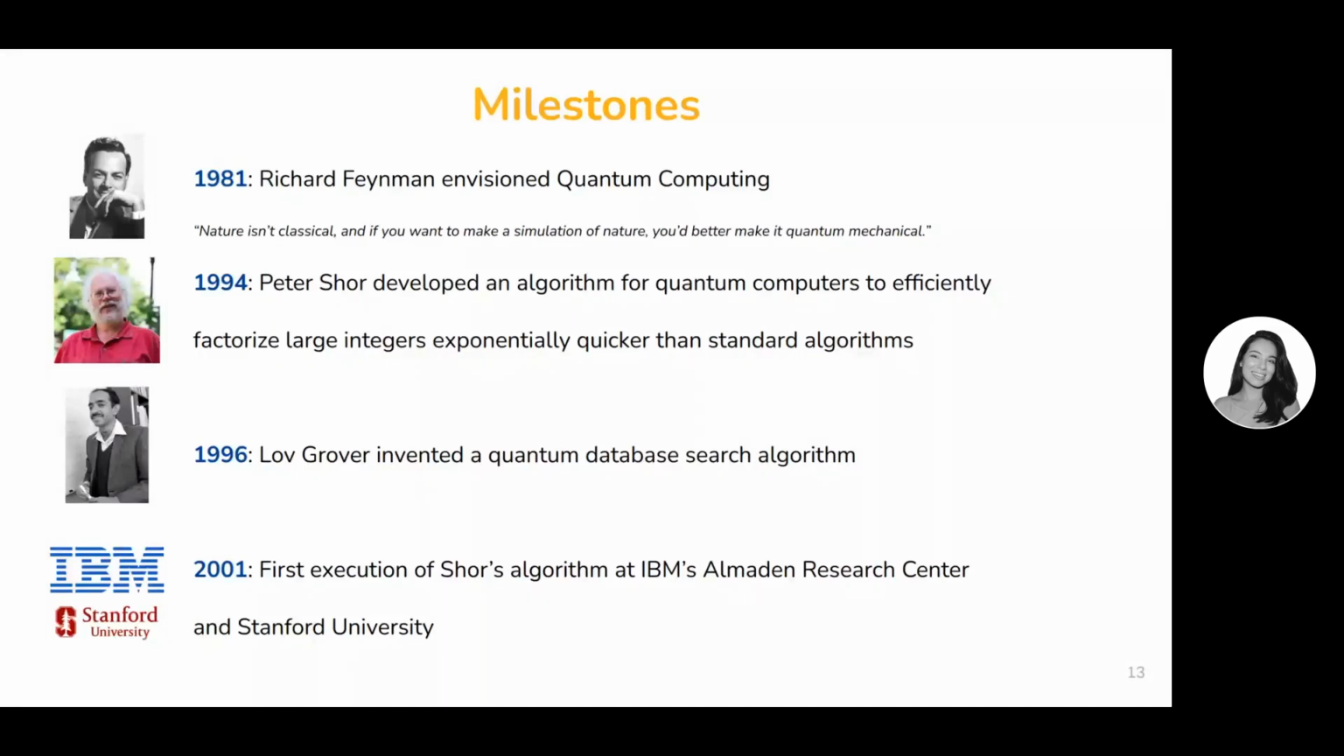And then this has, of course, attracted a lot of research. IBM started investing in quantum computers in 1990. And then by 1994, the famous Shor's algorithm was introduced by Peter Shor, a mathematician who is still working at MIT. He developed an algorithm for quantum computers to efficiently factorize large integers exponentially quicker than standard algorithms.